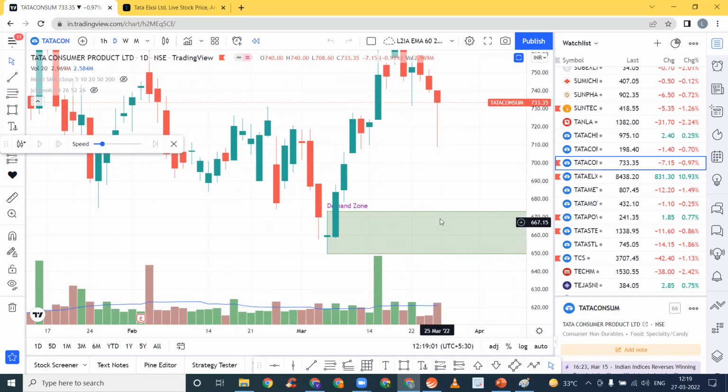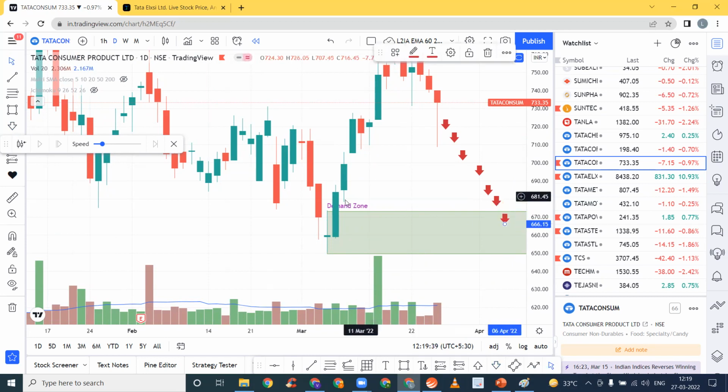Where is my demand zone? Over here. So what I will do is wait for the next 1 or 2 days for the stock to come down further. I will have to wait patiently. Now the stock has come down. Now it has come into my demand zone.